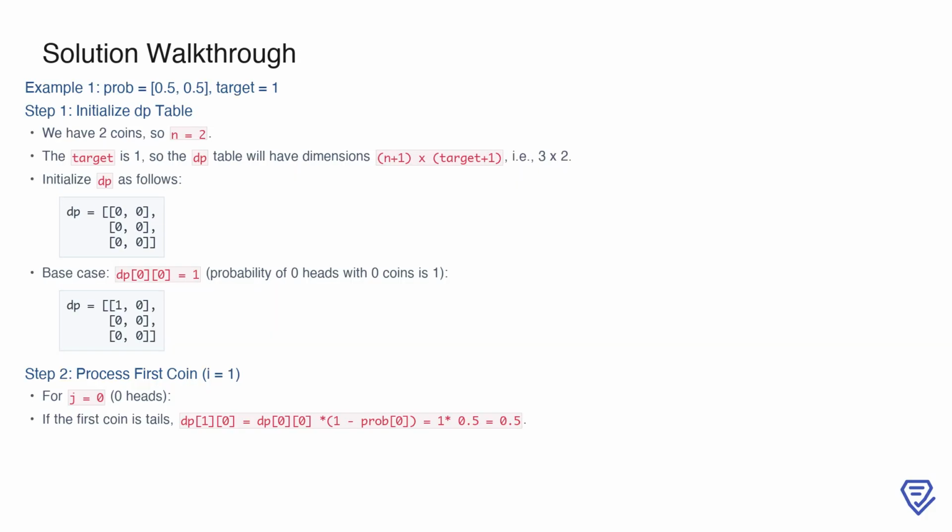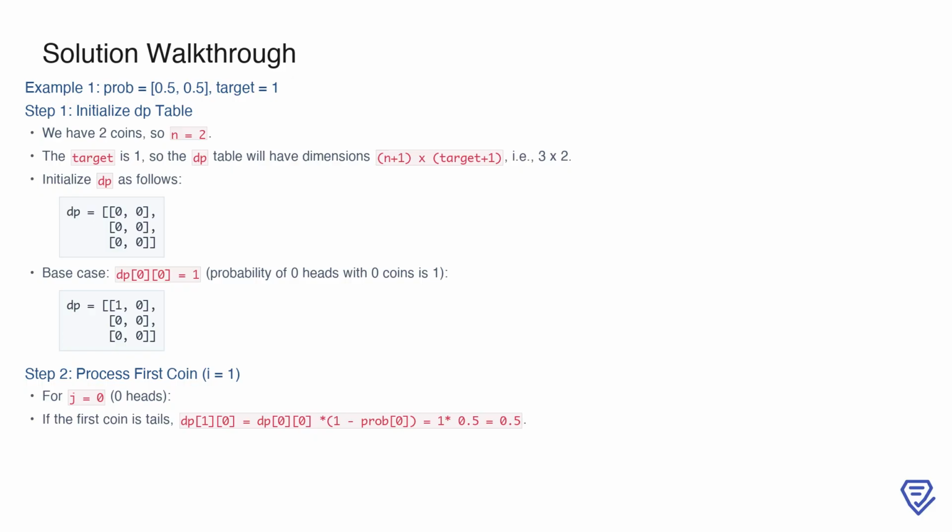Key differences include explicit type declarations for arrays and variables, and the Java-specific syntax for array initialization and loops. To solve this problem, we begin by initializing the dynamic programming table. Since we have 2 coins, the number of rows in the table will be n + 1, which is 3. The target is 1 head, so the number of columns will be target + 1, which is 2. This gives us a table with dimensions 3 by 2, initialized with all zeros. Next, we establish our base case. The probability of getting 0 heads with 0 coins is 1, so we set dp[0][0] equals 1.